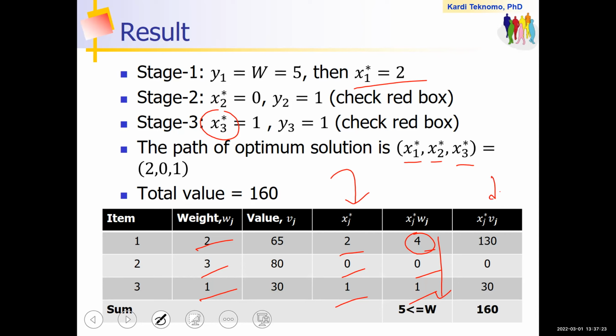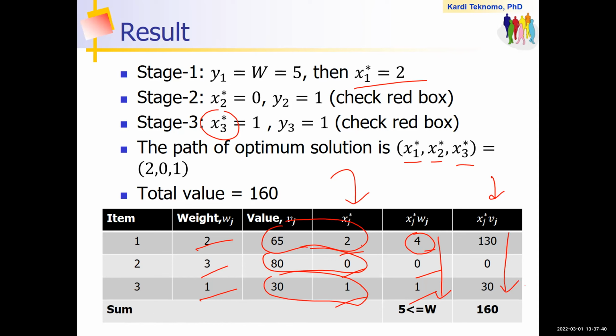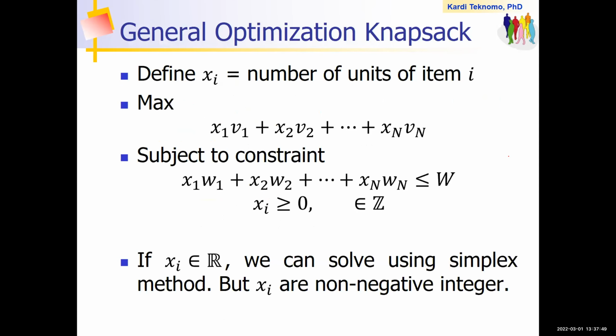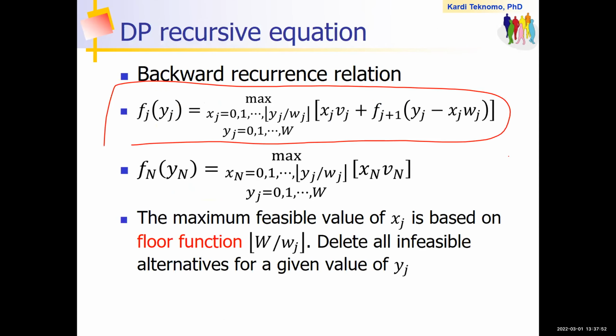And then here, the value is, what is this? 65 times 2, right? This is 80 times 2, and then this is 30 times 1. Okay, so we get 160. So we have the solution of knapsack using dynamic programming. So basically you just use this formula that we put earlier.